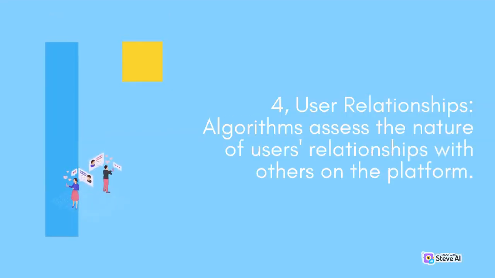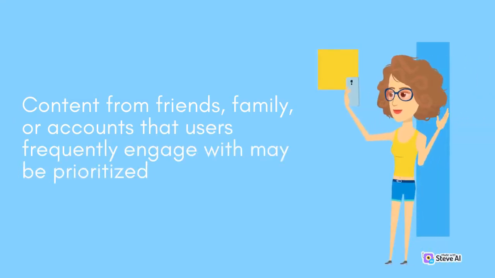4. User relationships. Algorithms assess the nature of users' relationships with others on the platform. Content from friends, family, or accounts that users frequently engage with may be prioritized.